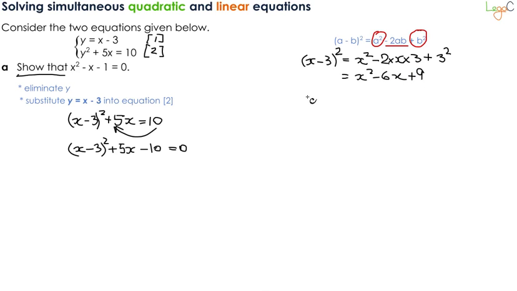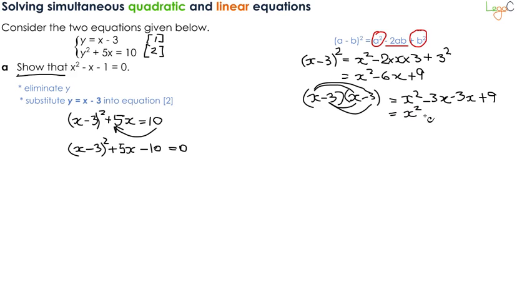Let's do this in a different way. So we have x minus 3 squared, which can also be written as x minus 3 times x minus 3. If we use the distributive law here, we have x times x equals x squared, x times negative 3 equals negative 3x, negative 3 times x is negative 3x again, and negative 3 times negative 3 is positive 9. If we collect like terms, we end up with x squared minus 6x plus 9.